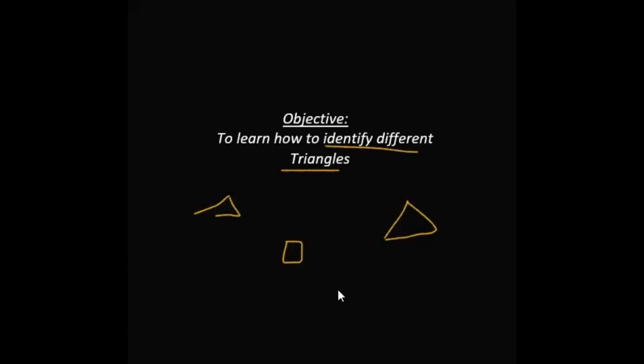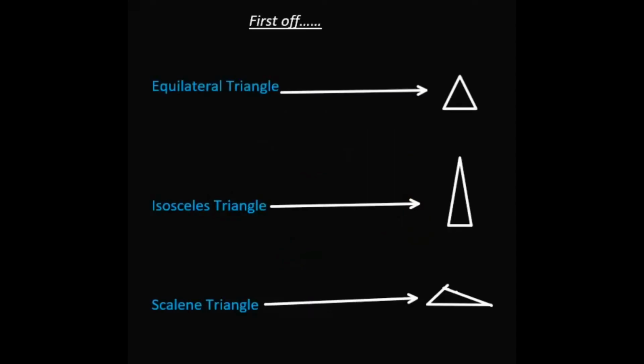Square. Okay. So, first off, there are three different types of triangles that can be named by their side lengths. Those three are equilateral triangles, isosceles triangles, and scalene triangles. Let's talk about equilateral triangles first. Equilateral triangles are triangles with all their three sides equal.